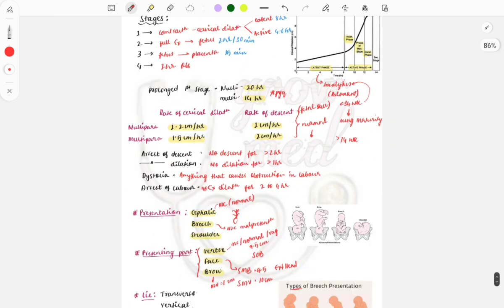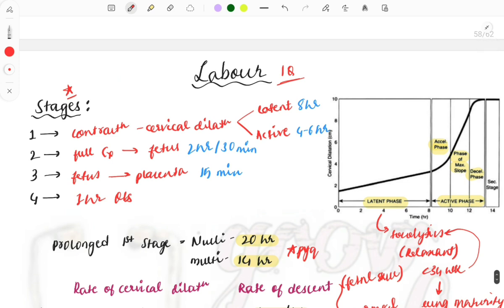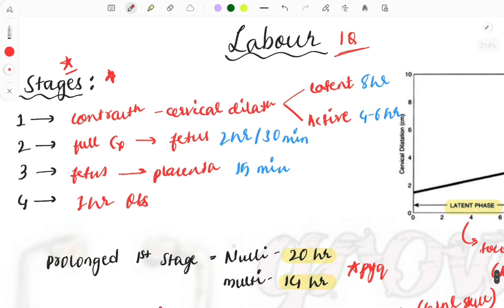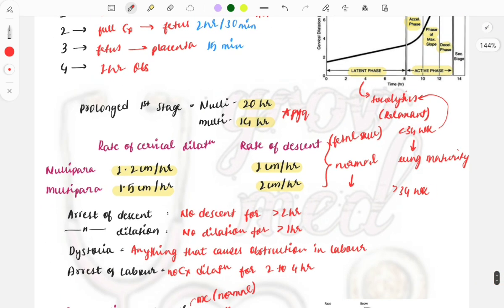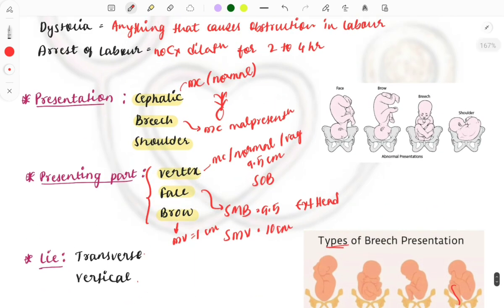Okay, so this is about labour, and already I've discussed the important things of labour in the gynec video. So the four stages, you must remember what happens in each phase. Stage 1 is contraction with cervical dilation, then full cervical dilation till the fetal head delivery, delivery of the fetus, then fetus to the placenta, and 1 hour observation is the fourth stage. Okay, and these are the particular things which you must remember, like rate of cervical dilation and the rate of descent, how much it is for which category of woman. Okay, and these are the questions on the presentation and the presenting part.